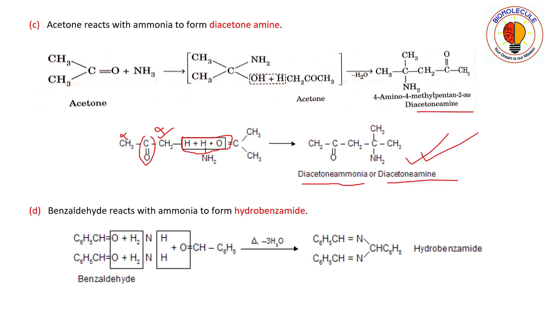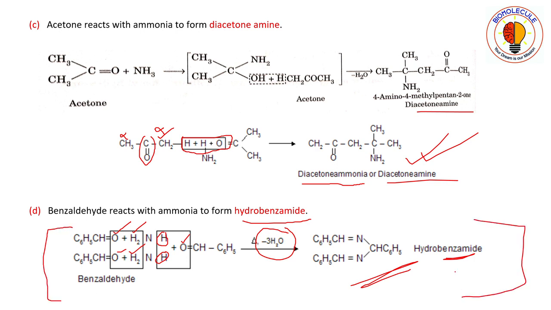Similarly, benzaldehydes react with ammonia to form hydrobenzamide. Okay, same kind here. You take one oxygen, here you take 2 hydrogen from ammonia, 1 oxygen 2 hydrogen, and the rest 1 hydrogen will go and react with another molecule of benzaldehyde, and here also 1 hydrogen with this oxygen. So here you are getting 3 molecules of water and the rest is hydrobenzamide. Okay, so see here, this kind of reaction mechanism is very lengthy. So you have to memorize it like this.